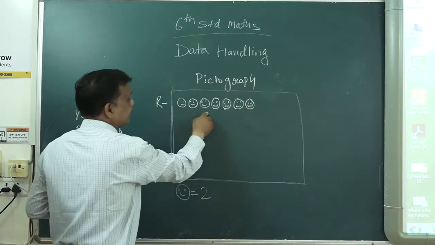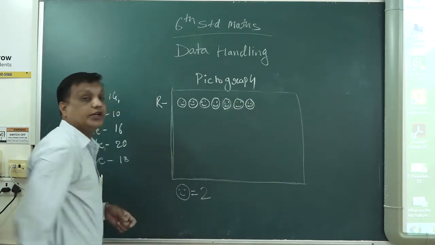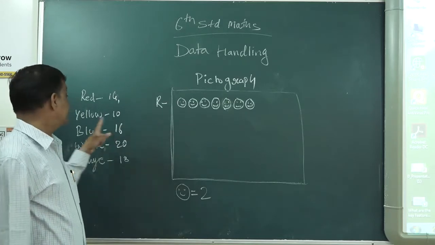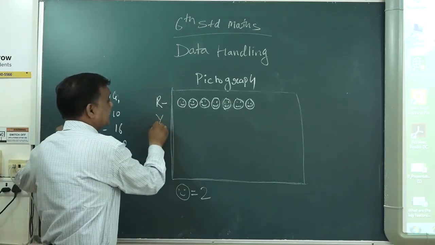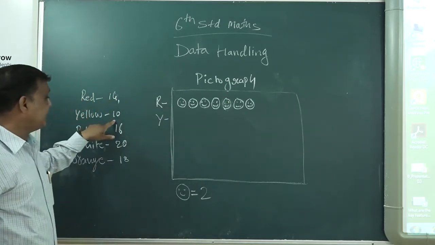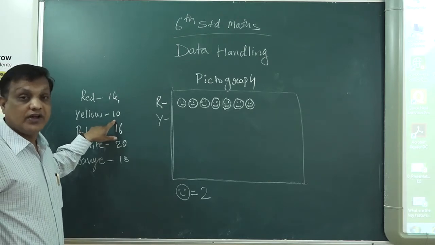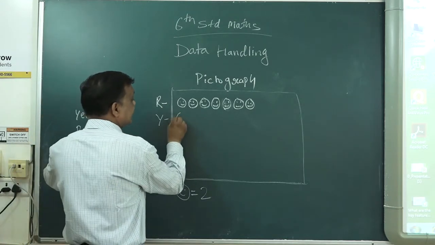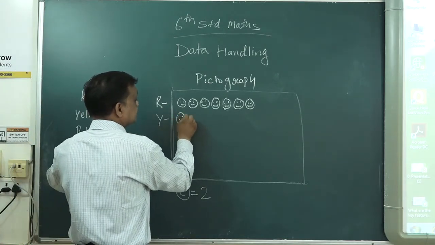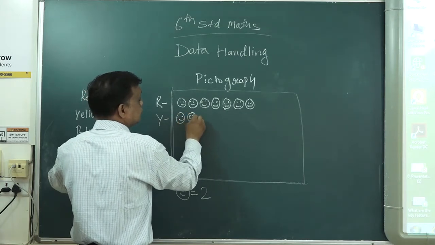Now 1, 2, 3, 4, 5, 6, 7. It means 14 students. Next is yellow. I am taking yellow 5. Now how many? 10. So how many faces do we have to draw? 5 faces. It means one face is equal to 2.